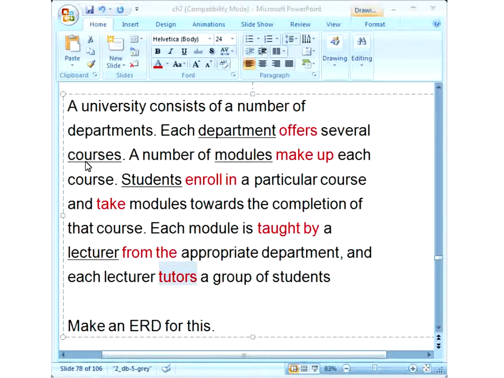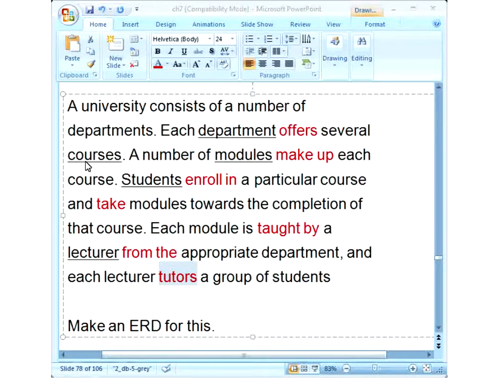And then comes the enroll in relationship. Students enroll in a particular course. So many students can enroll in one course, and you can have it this way as well, that many courses are enrolled in by one student. So it will also be a many-to-many relationship.